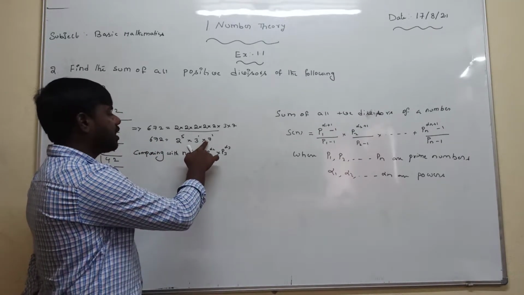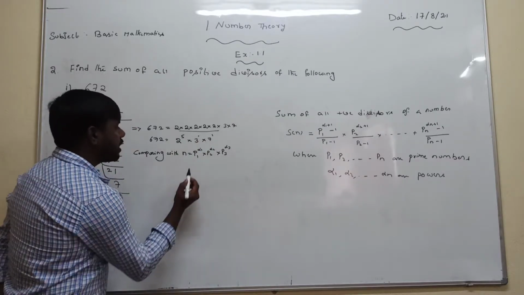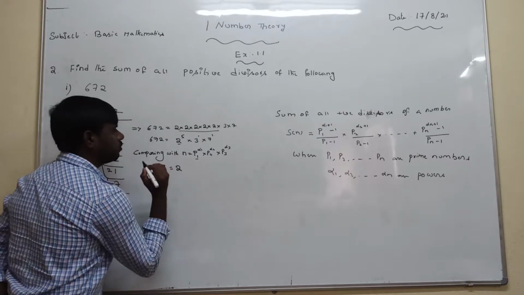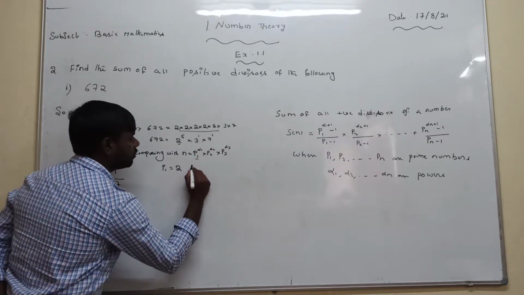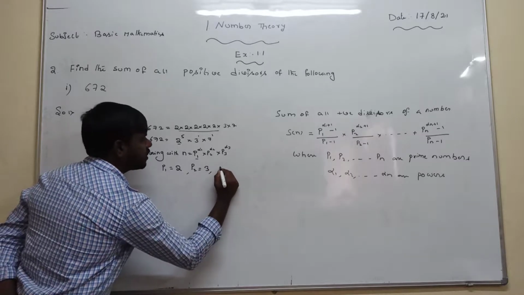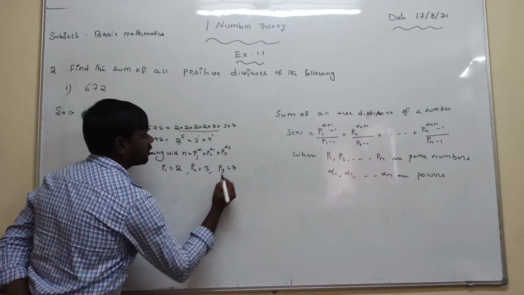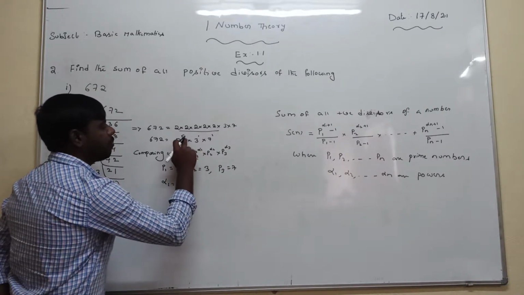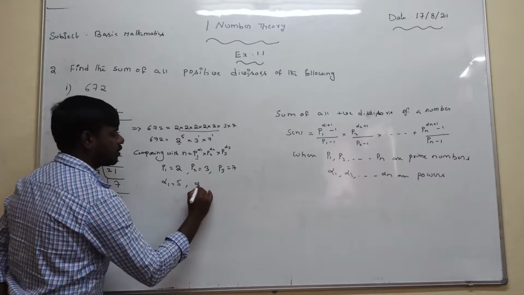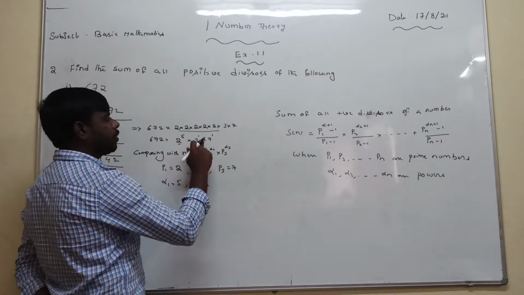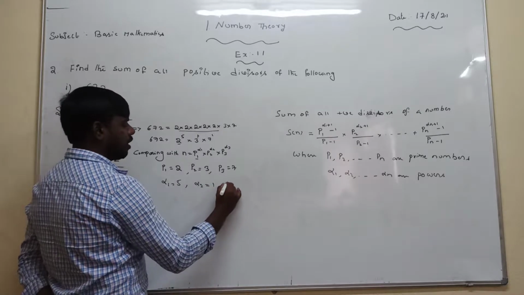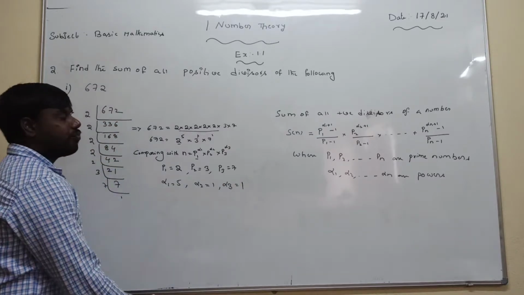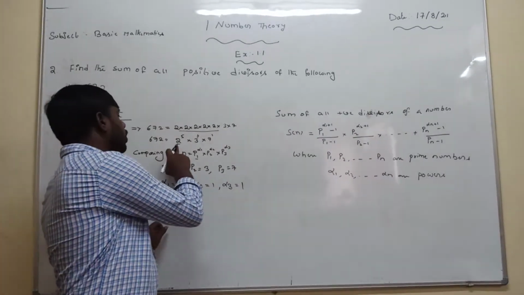Now comparing, in place of P1 the element is 2. So P1 is equal to 2, P2 is equal to 3, and P3 is equal to 7. Next, the power values: in place of alpha 1 the value is 5. Next, alpha 2 is 1. Next, alpha 3 is 1. So first, the given number is expressed as a product of prime numbers.